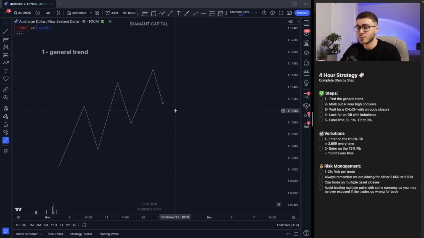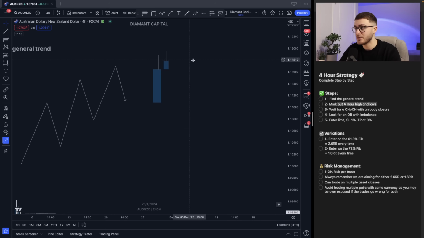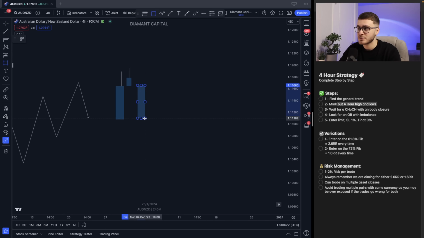Now, in general, the best way to identify the general trend is by marking out the 4-hour highs and lows. Generally, this is going to be quite simple. There are times, for example, where you've got a lot of wicky candlesticks. It might look something like this, and then let's say the next one is also going to be something like this. You might find it quite difficult to pick out these highs and lows, but the way I would identify a high and a low is going to be something like this.